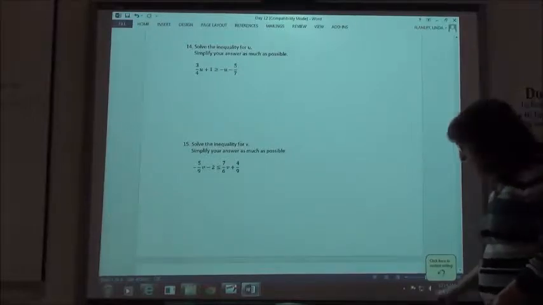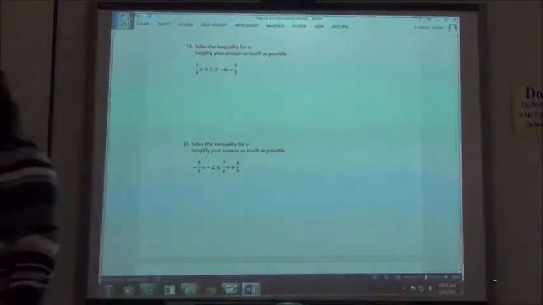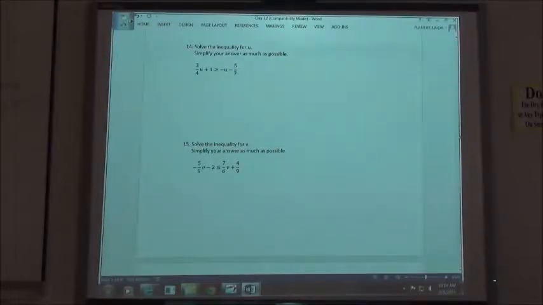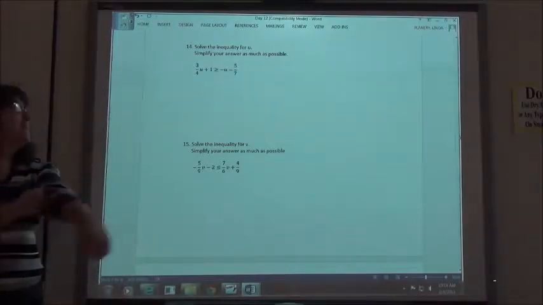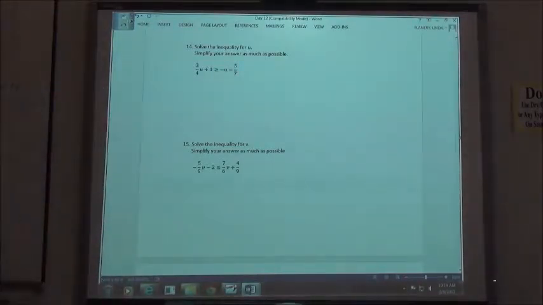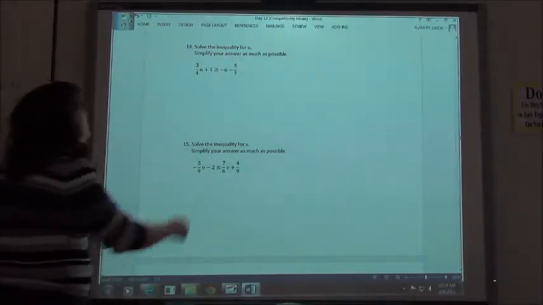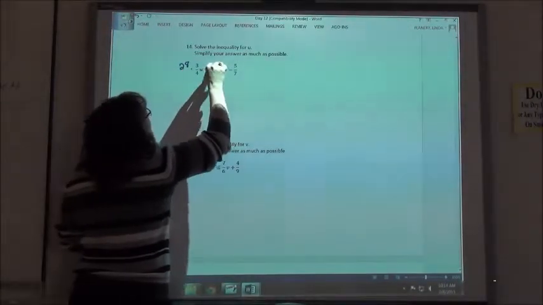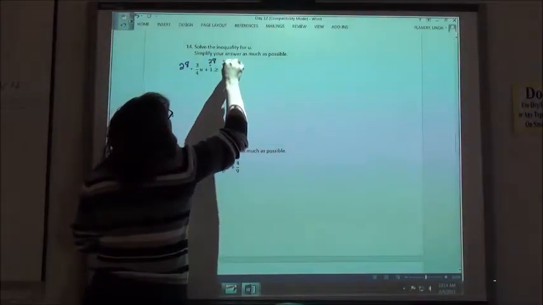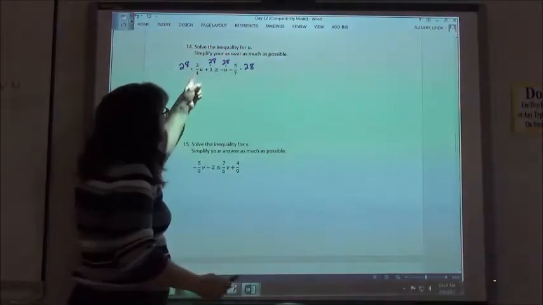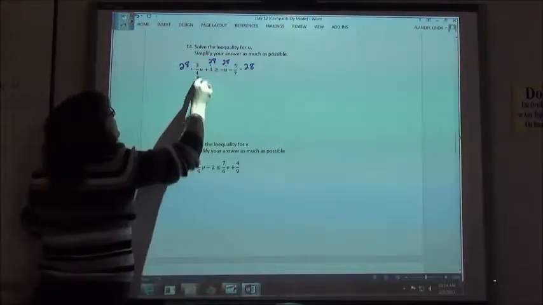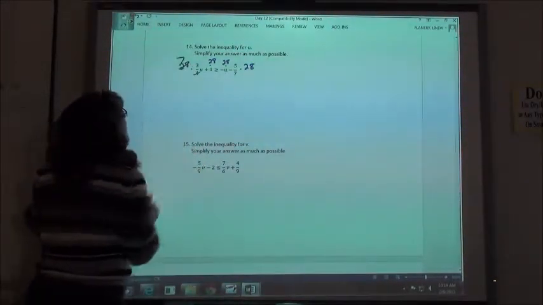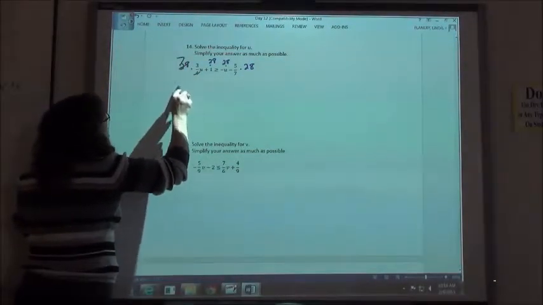So if I look at number 14, what should I multiply by? 28, because I have a 4 and a 7 in my denominators, right? I'm going to multiply every term by 28, including those whole numbers. But I want to have something both 4 and 7 will cancel out with, so I can get rid of those two fractions. 4 goes into 28 7 times. 7 times 3u, 21u.